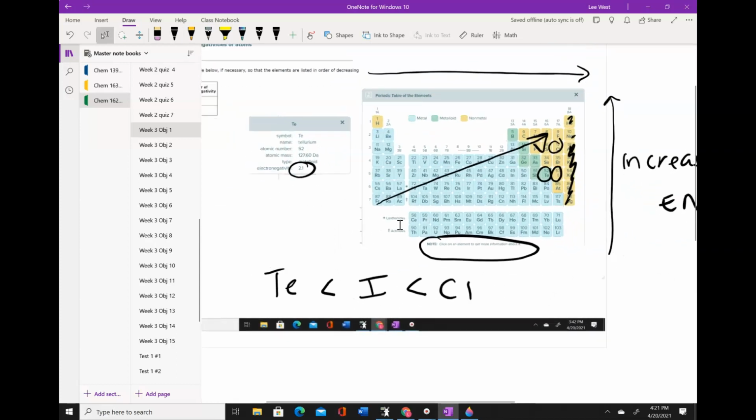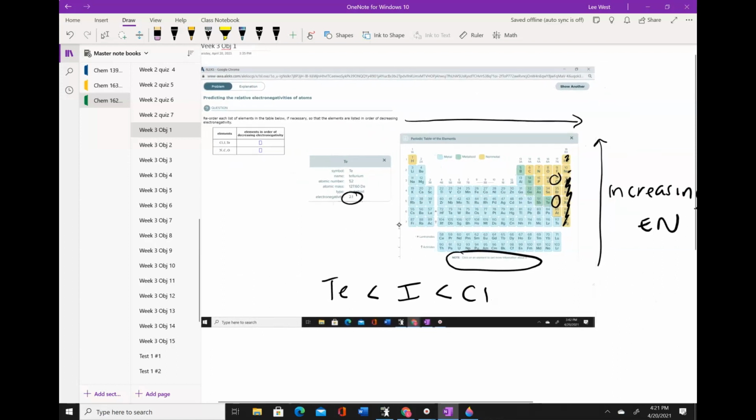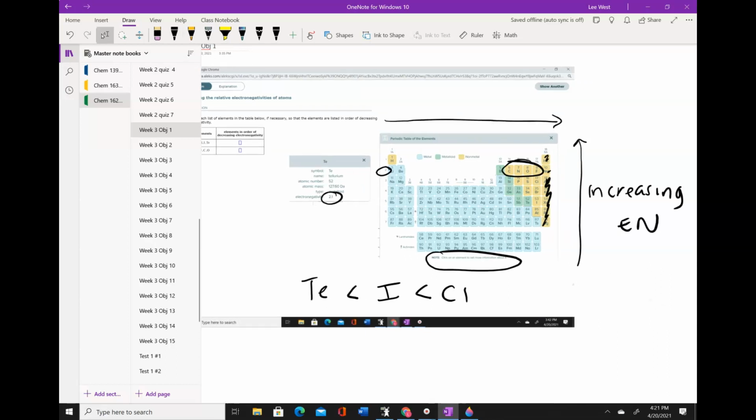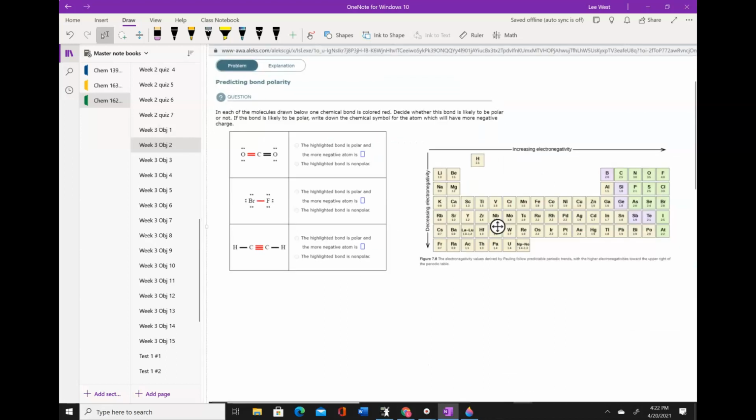And now I've got nitrogen, carbon, and oxygen. I'm just going across period 2 there. So decreasing electronegativity would be oxygen, then nitrogen, then carbon. Carbon would be less than nitrogen, which would be less than oxygen. Then I would go in and click on each of those values and make sure that I actually have everything correct, especially if it was a test.